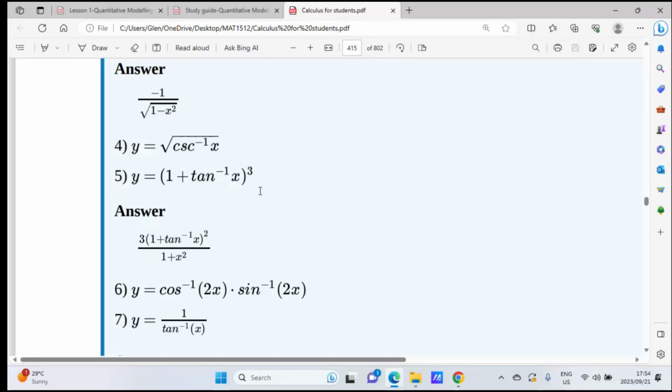Agreed. Any disagreement? I'm not sure I have 2 answers. Yes, Lerato. The denominator, mine, it's 1 minus 2x, and then the other one is square root of 1 minus 2x squared. The other one is just 1 minus 2x. That's why I'm asking.